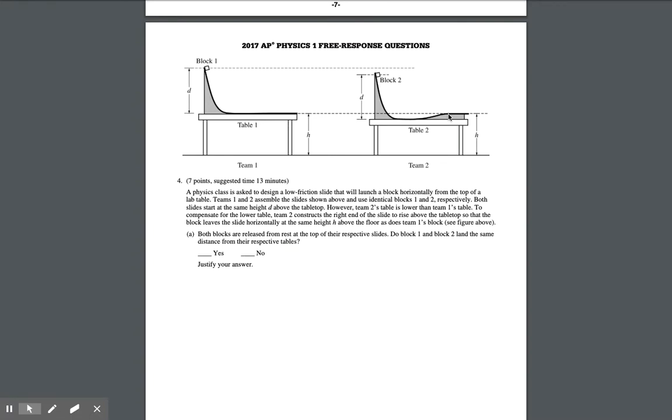You only get 1 point for choosing yes or no correctly. All of the points for this segment really come from your justification. So it's important to spend time in your justification. So you're going to arrive at the correct answer, yes or no. Will they land the same distance from the table? Think about your marble launch lab. You're going to justify your answer.